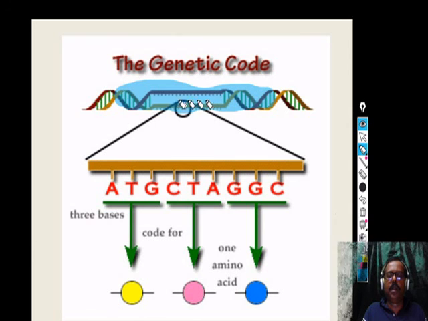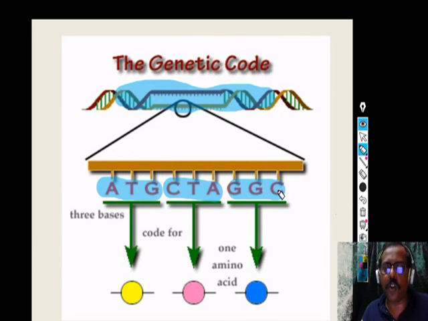This is the DNA. It has the genetic information. Here you can see the nucleotide sequence. Now you can see that ATG, CTA, then GGC, these are the different codons which code for the amino acids. So they are made up of three bases. So the genetic code is also known as a triplet codon.